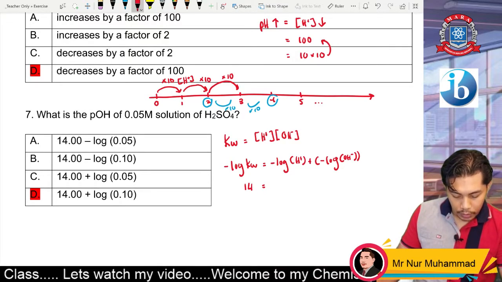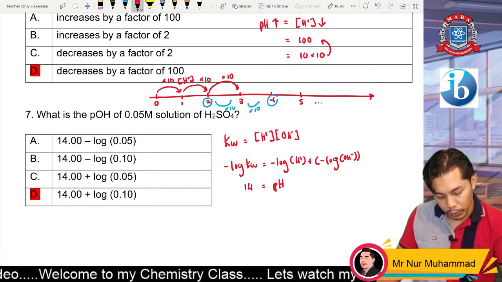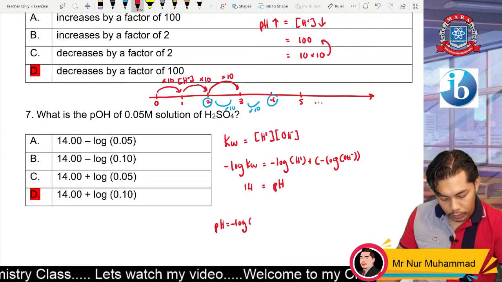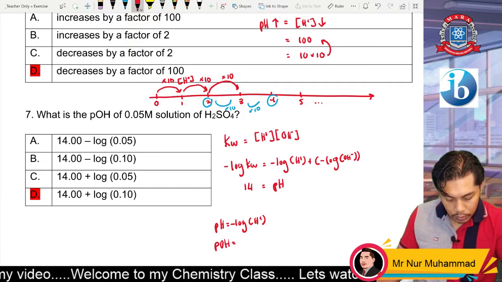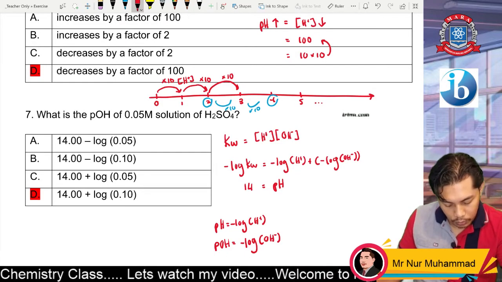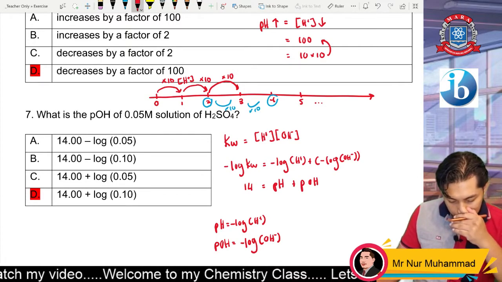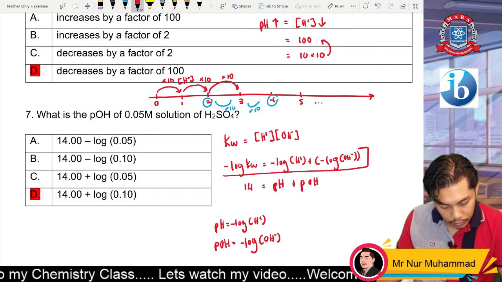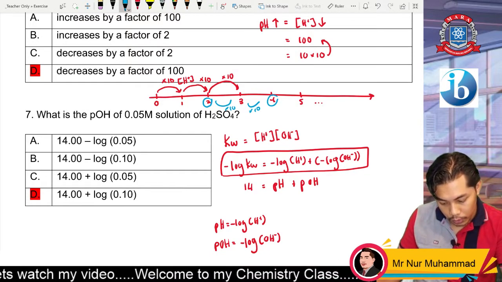Okay, and negative log of H, we will find the value of pH, because the formula to find the pH is equal to negative log concentration of hydrogen ion. And the pOH is equal to negative log concentration of hydroxide ion. So pH plus pOH. If you refer to this question, we use this second formula, which is pKw equal to 14.